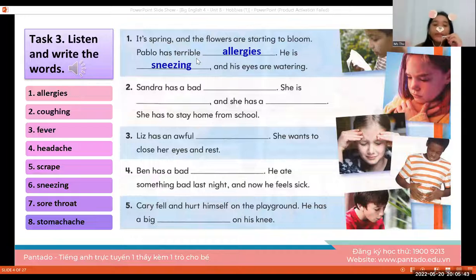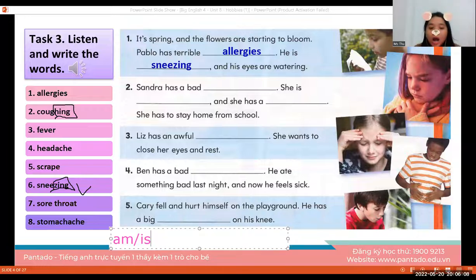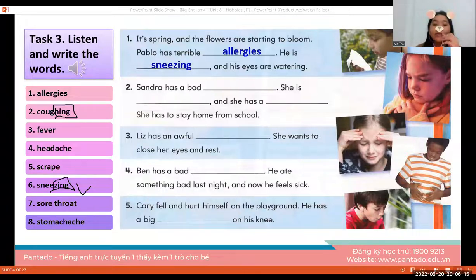So like I said, remember, number two and number six, they are the verb with ing. Nó là động từ được sử dụng ở thì hiện tại tiếp diễn. Okay, remember, present continuous. Thì hiện tại tiếp diễn là mình phải có be verb. Đầu tiên mình phải có am, is, are. And we use with verb with ing.